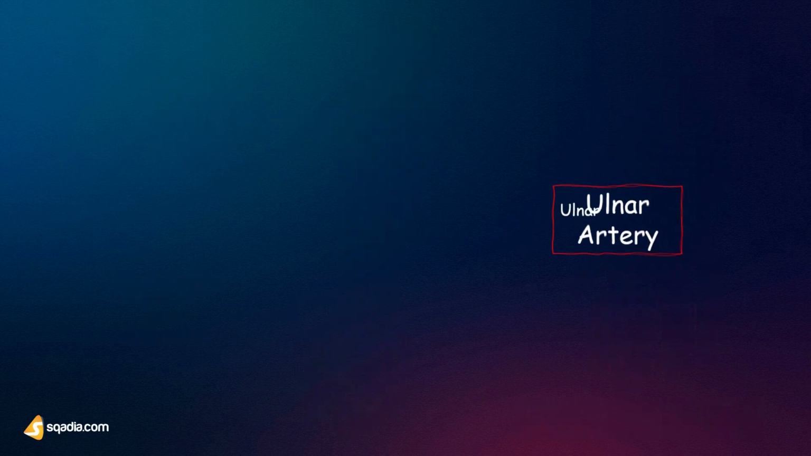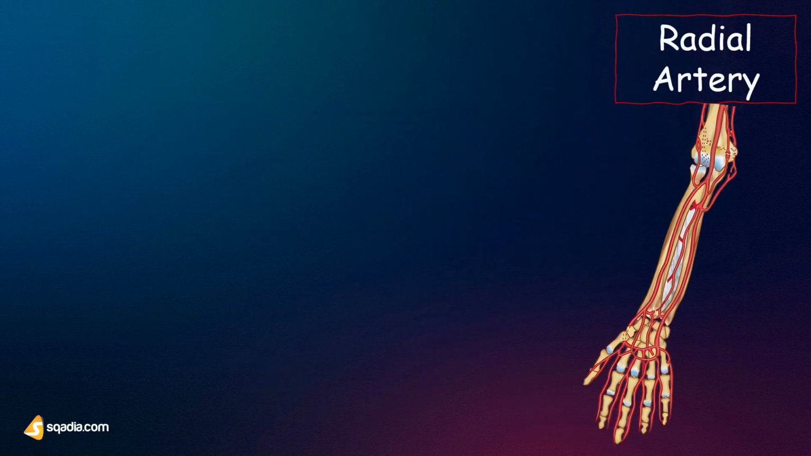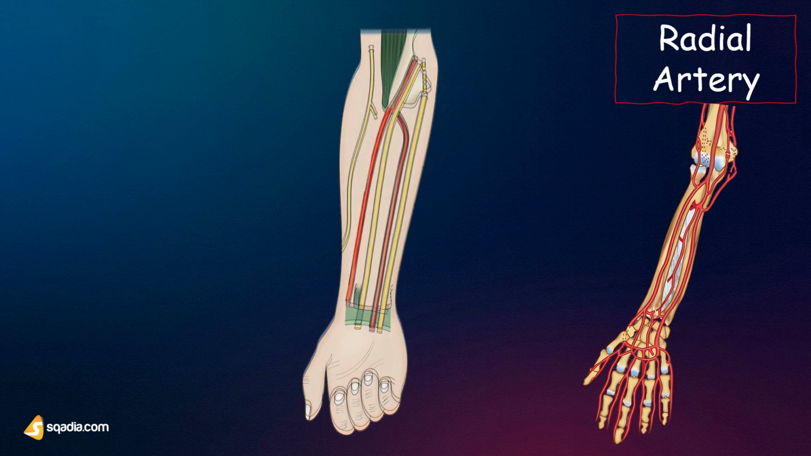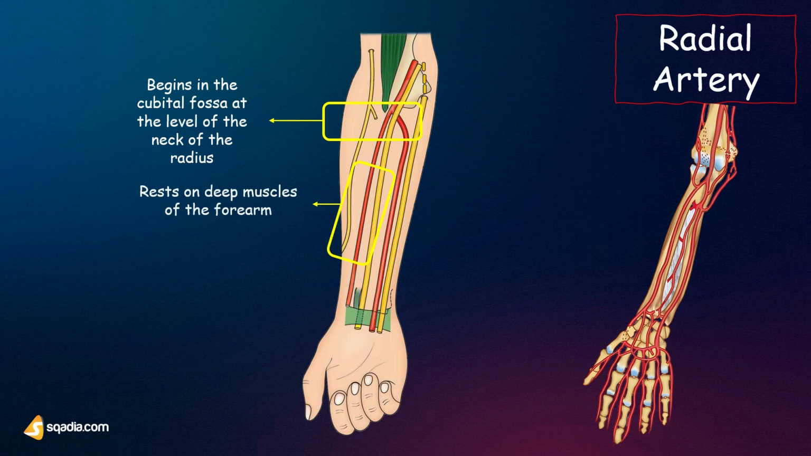The second artery of the anterior compartment of the forearm is the radial artery. It also begins in the cubital fossa at the level of the neck of the radius. It passes downward and laterally behind the brachioradialis muscle and rests on the deep muscles of the forearm. In the distal part of the forearm, the radial artery lies on the anterior surface of the radius and is covered only by skin and fascia. It is the site for taking the radial pulse.